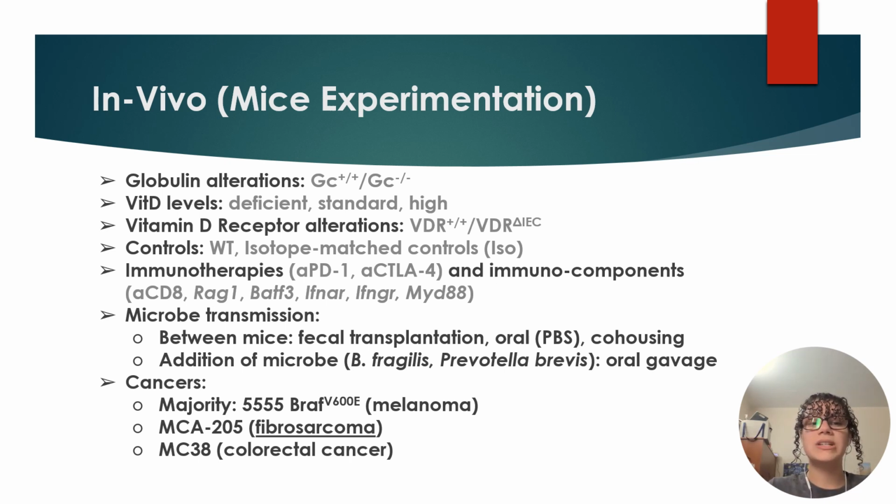And the cancers observed here were mainly 5555 BRAF V600E, which is a type of melanoma, and MCA205, which is fibrosarcoma, which is a cancer that originates on fibrous connective tissue. There was also MC38, which is a type of colorectal cancer.